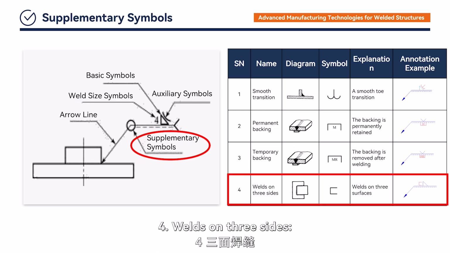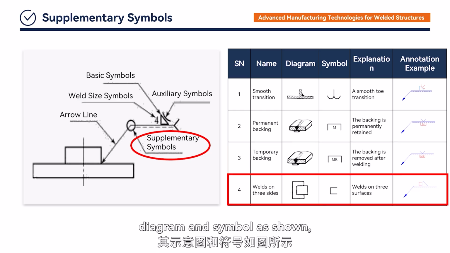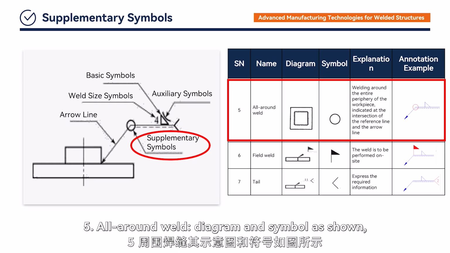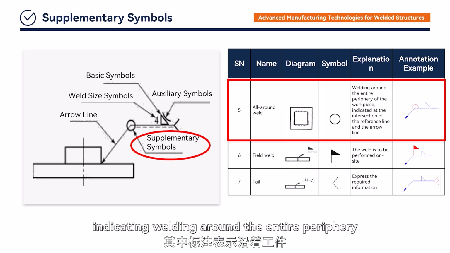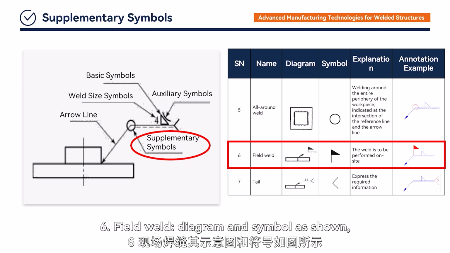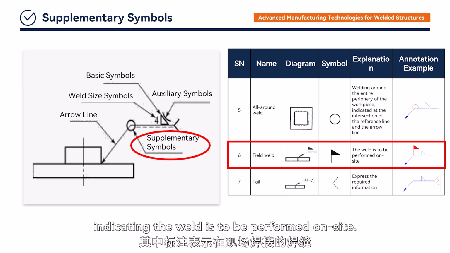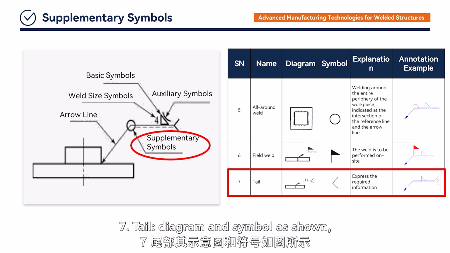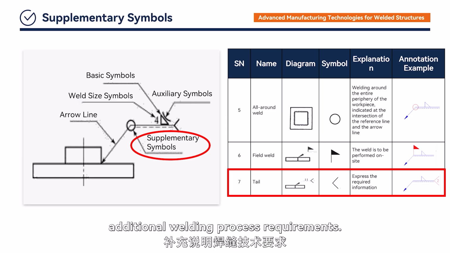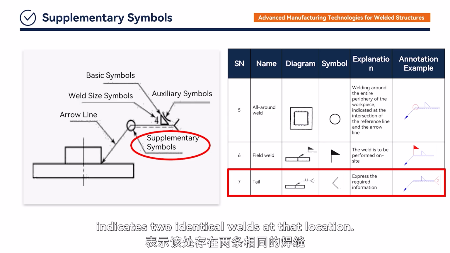4. Welds on 3 sides. Diagram and symbol as shown, indicating welds on 3 surfaces. 5. All-around weld. Diagram and symbol as shown, indicating welding around the entire periphery of the workpiece. 6. Field weld. Diagram and symbol as shown, indicating the weld is to be performed on site. 7. Tail. Diagram and symbol as shown, used to provide additional welding process requirements. The number 2 in the symbol indicates 2 identical welds at that location.